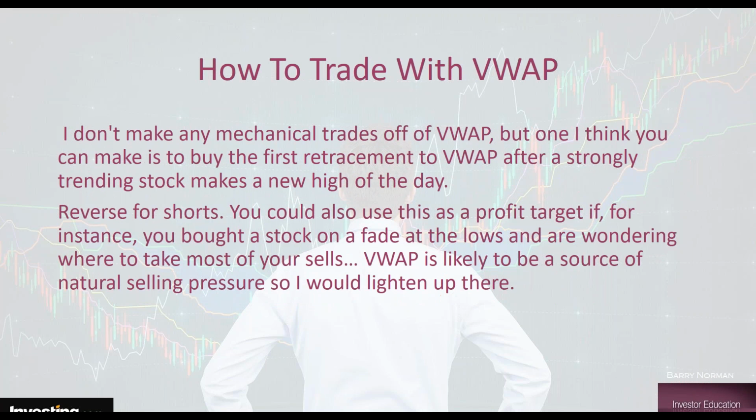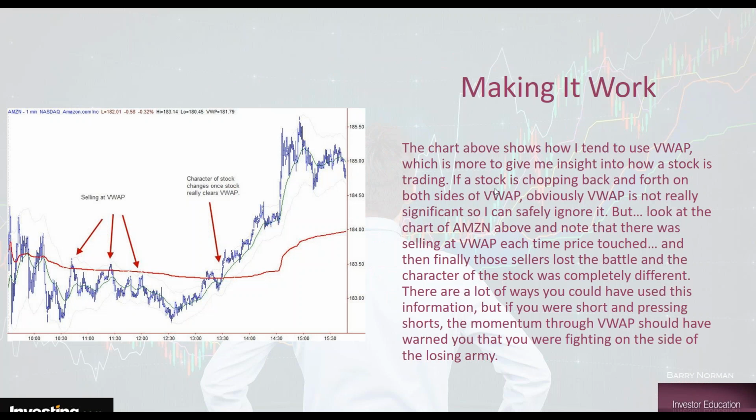Now, I don't make any mechanical trades off of VWAP, but one I think you can make is a buy during the first retracement of VWAP after a strongly trending stock makes a new high of the day. Reverse for shorts. You could also use this as a profit target if, for instance, you bought a stock on a fade at the lows and are wondering where to take the most of your sells. VWAP is likely to be a source of natural selling pressure, so I would lighten up there.